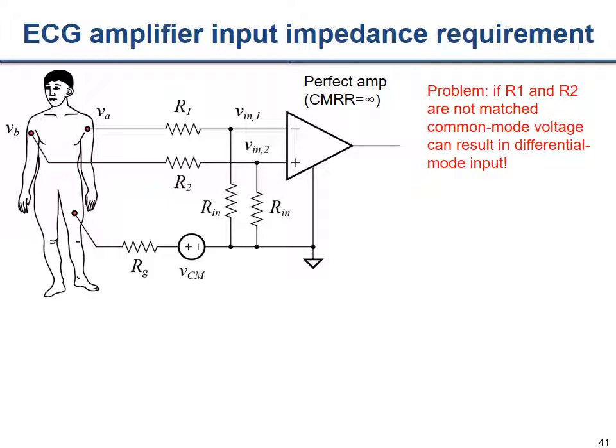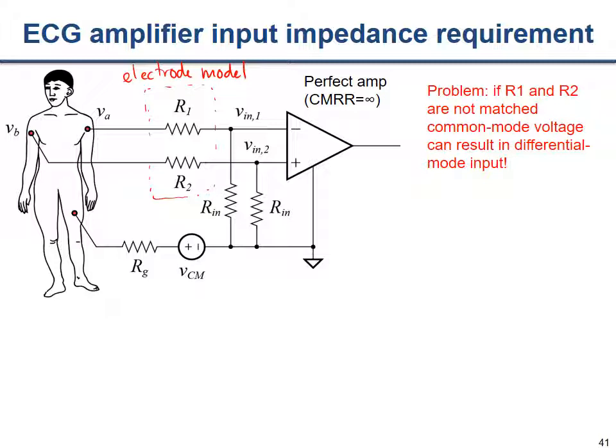Now let's imagine that we have some model of the electrodes. We'll call that R1 and R2. Furthermore, we have some input impedance into our amplifier. Let's imagine for the purposes of this example that this is a perfect amplifier. It has just the right amount of gain. Its common mode rejection ratio is infinity, which is greater than 100 dB. So our 60 hertz problem is not a problem, at least from the amplifier's perspective. But let's imagine that the impedances between the two electrodes are not perfectly matched.